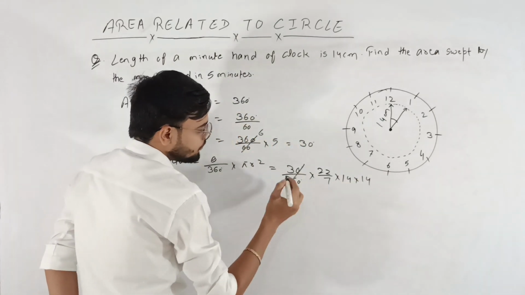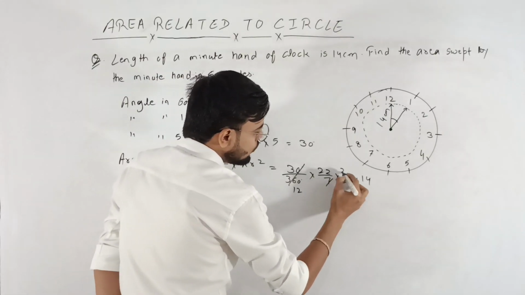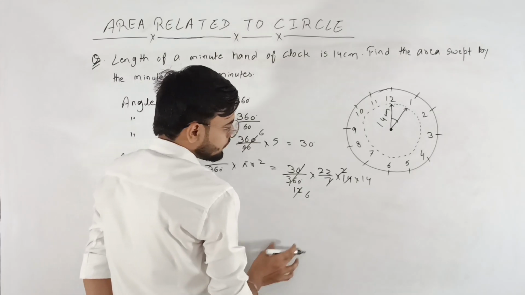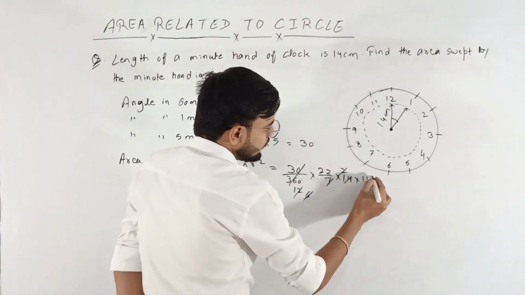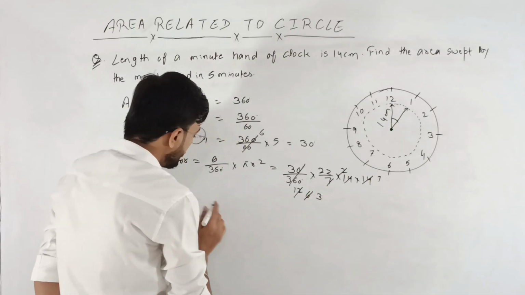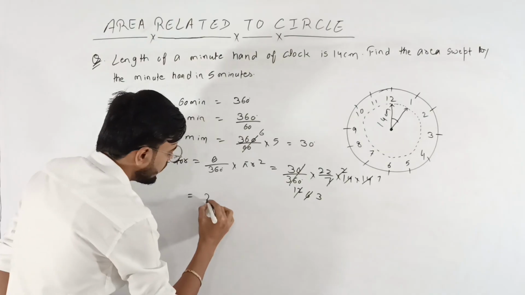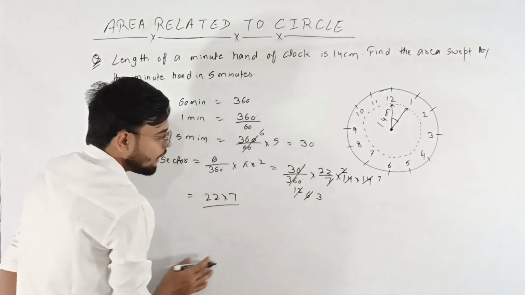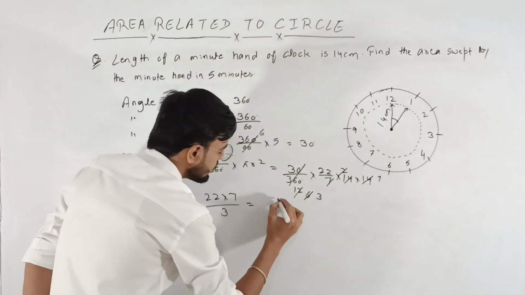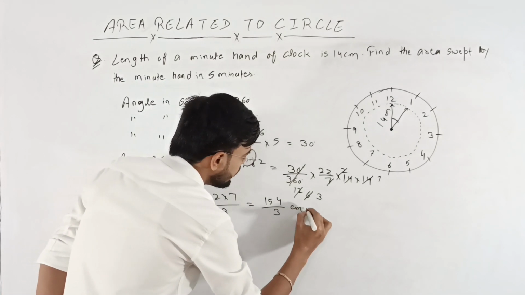Okay, now this is cancelled by 12 times. 7 2s are 14, 2 6s are 12. Okay, now this is 7 2s are 14, 3 2s are 6. So what I left here at numerator 22 and 7, so at numerator 22 into 7. Now at denominator I left only 3. So after calculation, 7 22s are 154 upon 3 centimeter square.